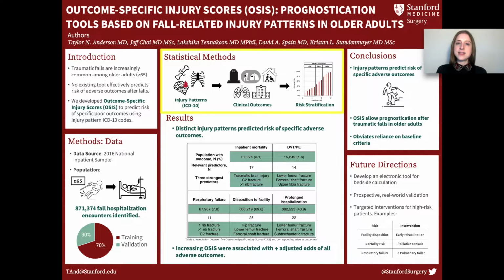We then identified injury patterns based on ICD-10 codes and measured the association of each with 5 clinical outcomes: inpatient mortality, deep venous thrombosis or pulmonary embolism, disposition to a facility, respiratory failure, and prolonged hospitalization. Associations were adjusted for frailty, age, and sex. We then used ridge regression to define the strength of each association and generate a scoring system that allowed us to classify low, medium, and high risk categories.